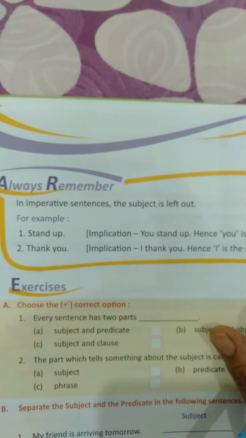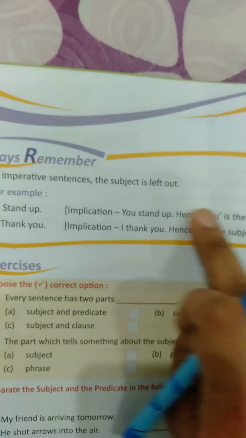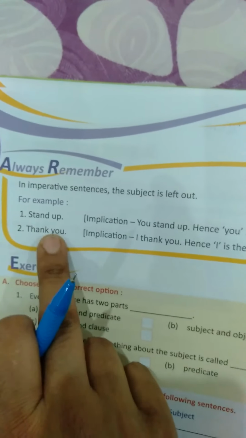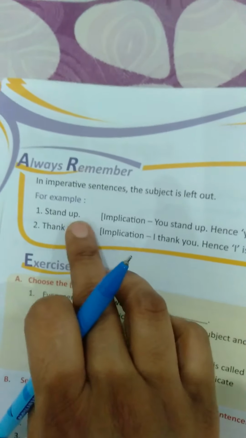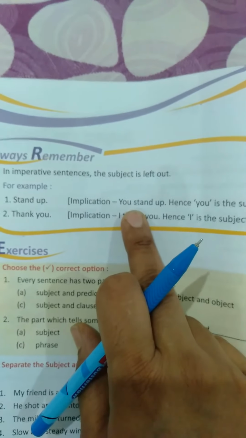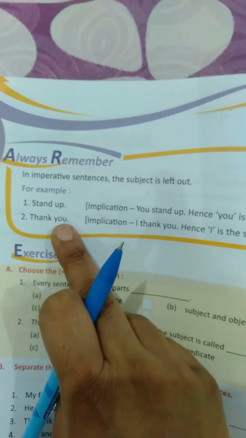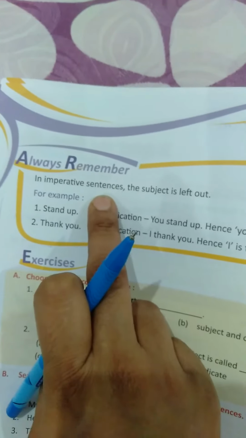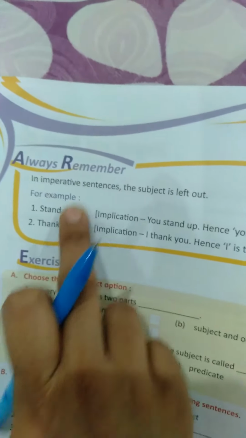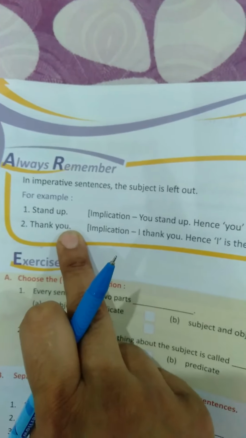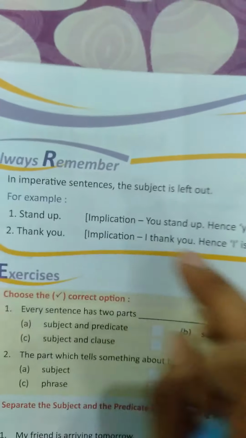Always remember, this is something new for you. In imperative sentences, we are not using the subject here. It is already understood. Stand up means you stand up. So here you is the subject. Thank you means I thank you. So better, I is the subject over there. These are the imperative sentences. They express a command. If you remember, we have done command. It could be a request. So they have given the example over there.